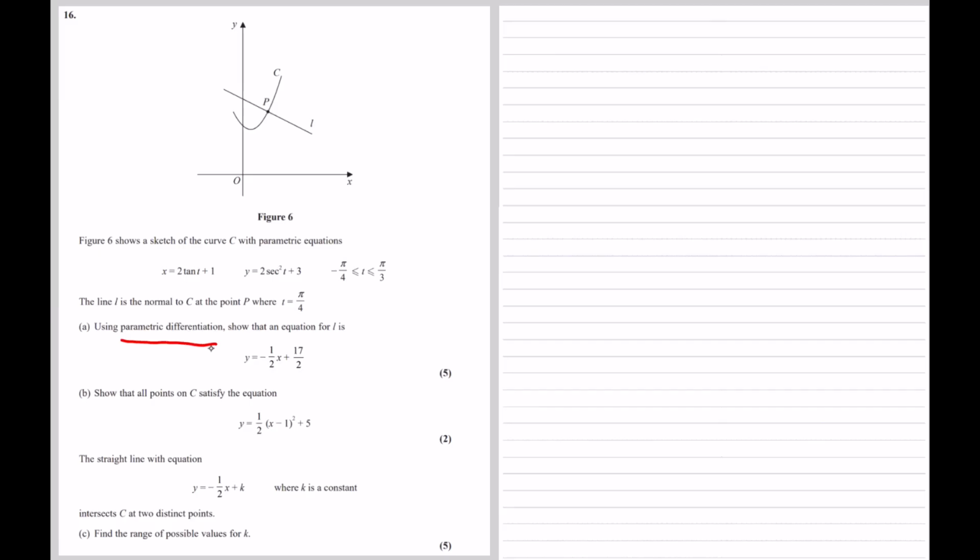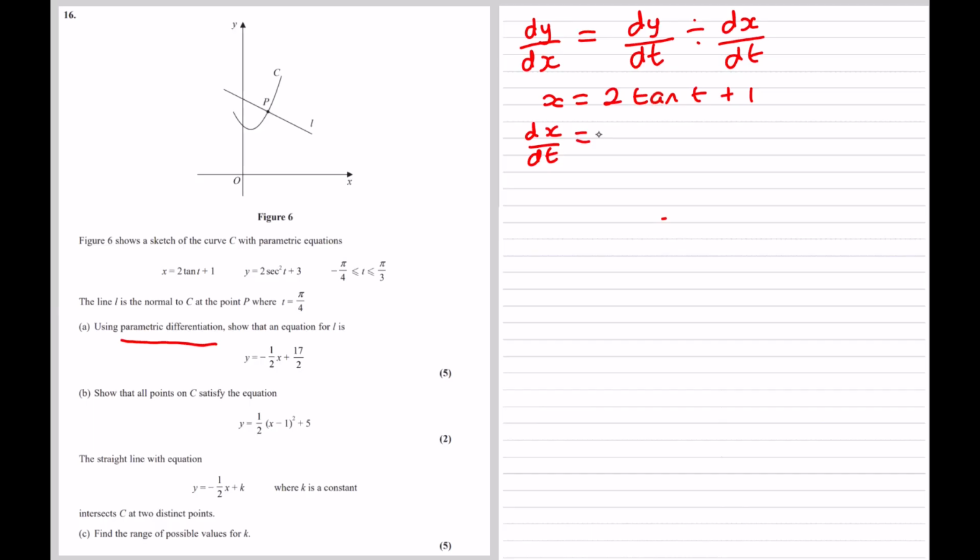So parametric differentiation, we're going to find dy dx, and we're going to do that by doing dy dt divided by dx dt. So we can find dy dt and dx dt. So x is 2 tan t plus 1. So dx dt, when we differentiate tan, we get sec squared. So it's just going to be 2 sec squared t.